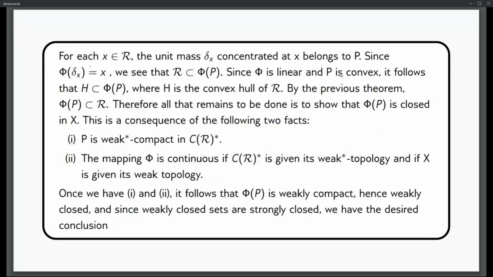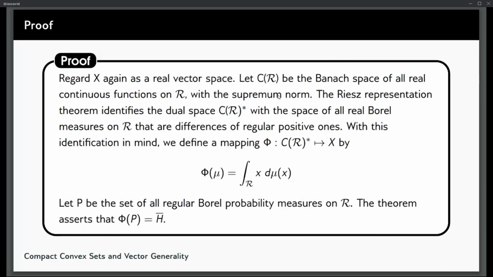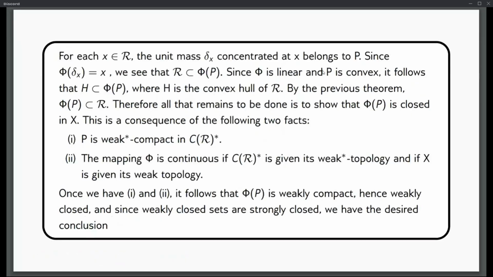And because phi is linear and P is convex, and the linear image of a convex set is convex, this means that phi of P is a convex set that contains R. So specifically, H is a subset of phi of P, where H is the convex hull of R. Now, by our previous theorem, we know that phi of P is a subset of the closed convex hull. So all we need to show is that phi of P is closed, because if it's closed, then we are done. Just take the closure here and done.